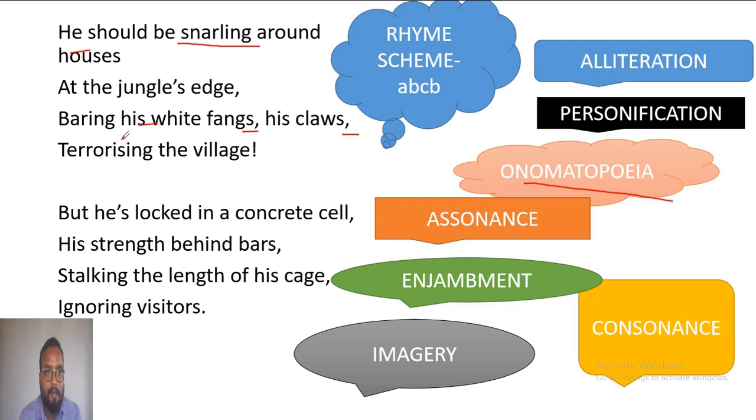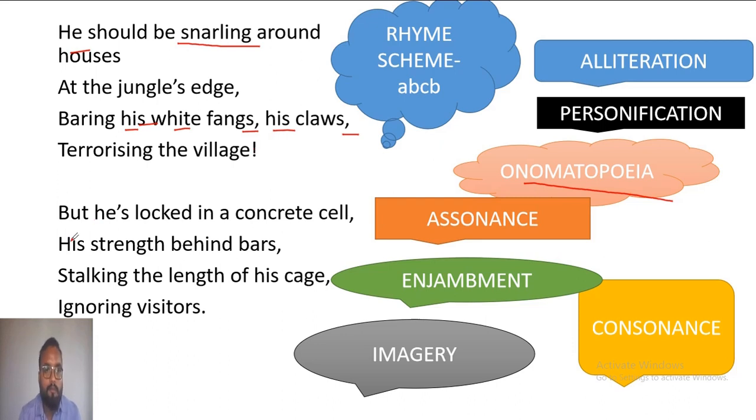In the third line only, you can see the I sound is prominent in his, white, his. I in his, white, again I is there, and again in his I is there. So we can see that it is repetition of a vowel. Whenever the vowel is repeated in the mid of the word, not in the starting or at the end, then it is referred to as assonance.